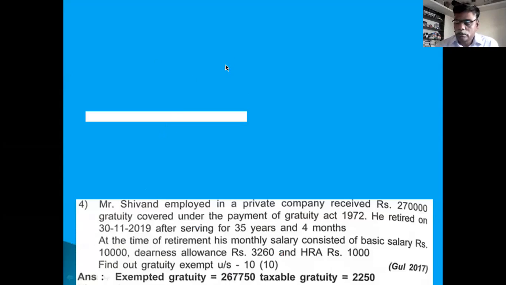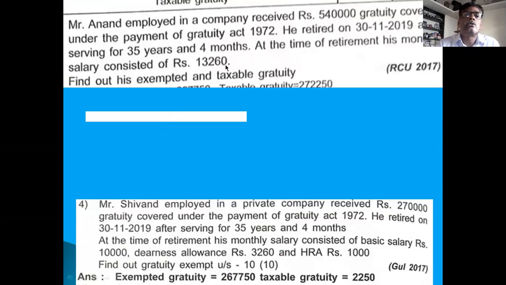I have not solved the examples. These are the examples you have to solve. This is the second example. I will explain here. Mr. Anand is the employee. Gratuity received is 5,40,000. He is covered under the Payment of Gratuity Act 1972. He is coming under Gratuity Act 1972.